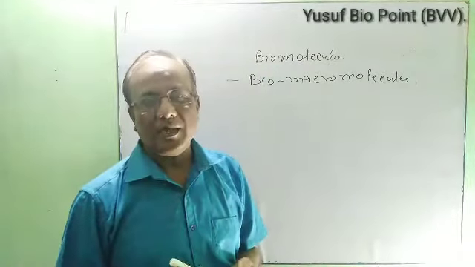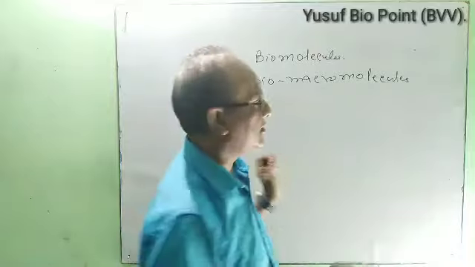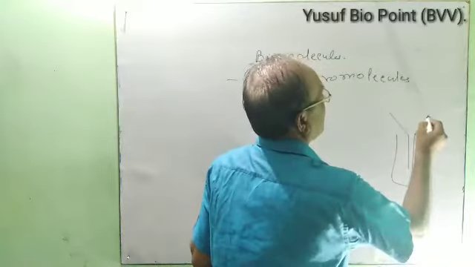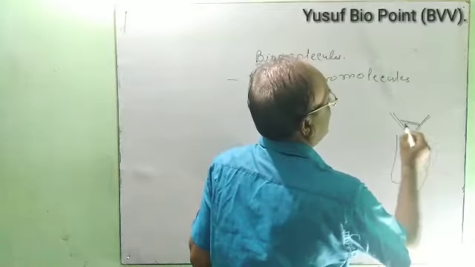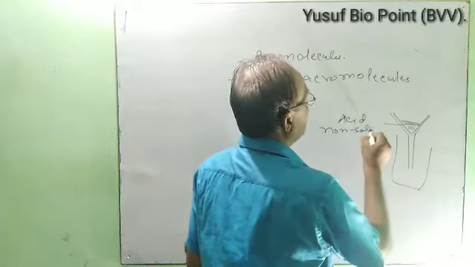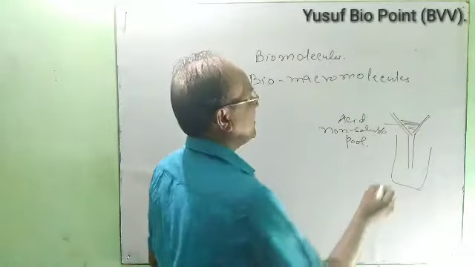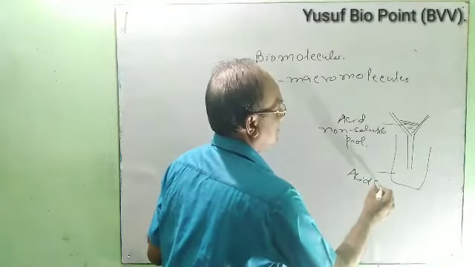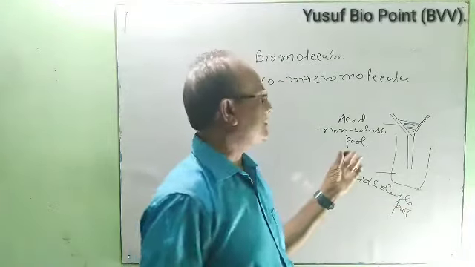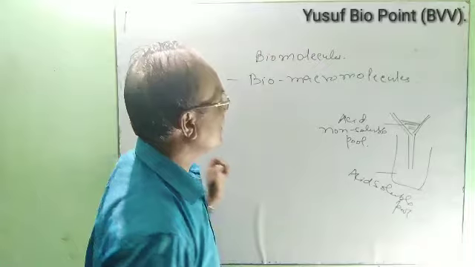Bio-Macromolecules. In the last video we had seen that when the living tissue is crushed and filtered in trichloroacetic acid, whatever is found in the filtrate is the acid soluble pool, and whatever we get in the acid insoluble pool is called Bio-Macromolecules.